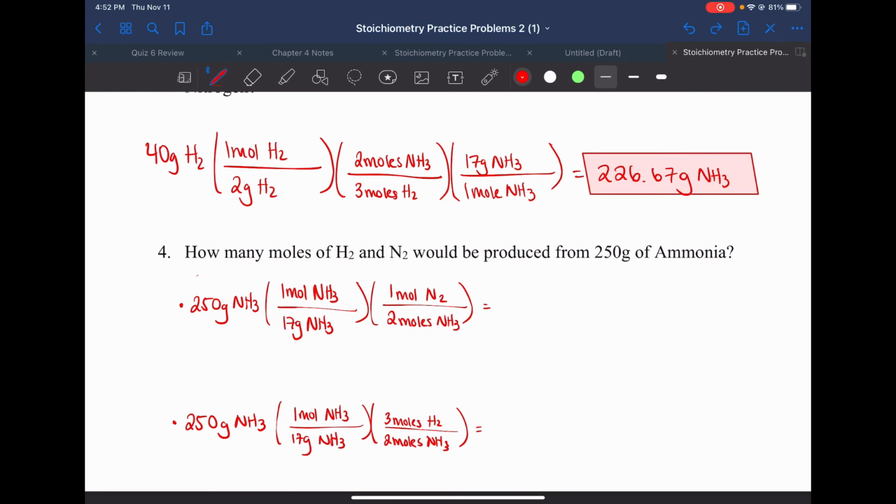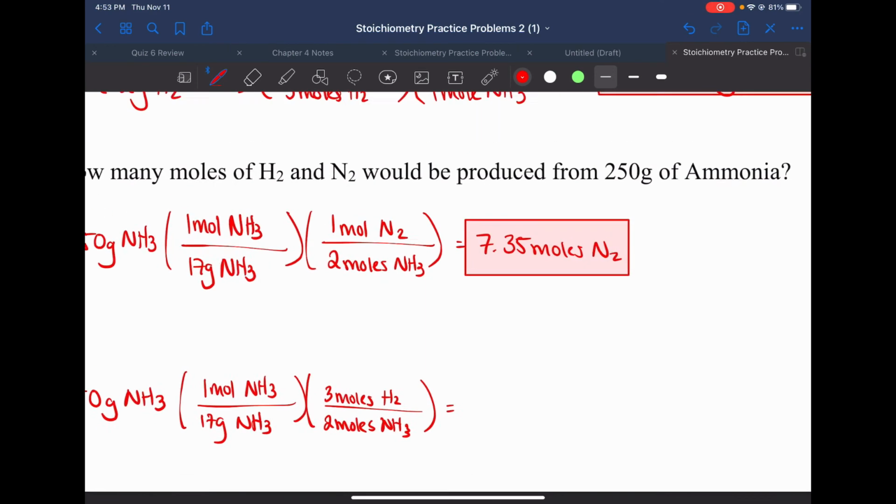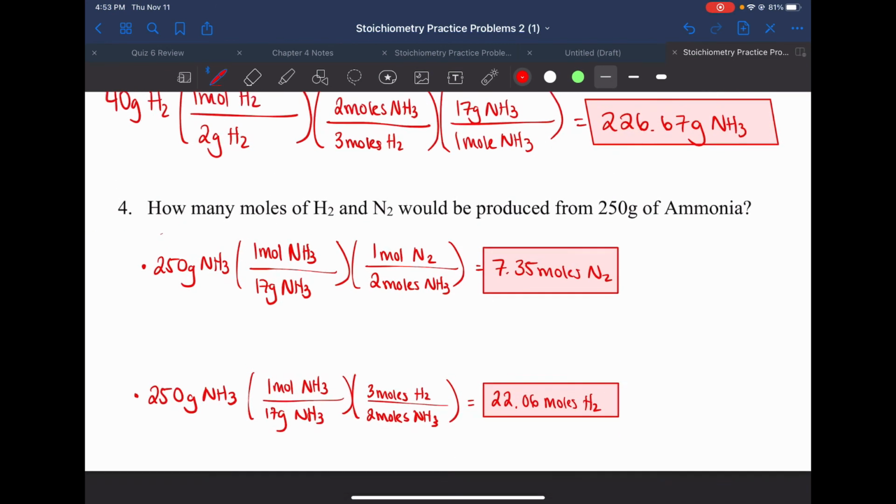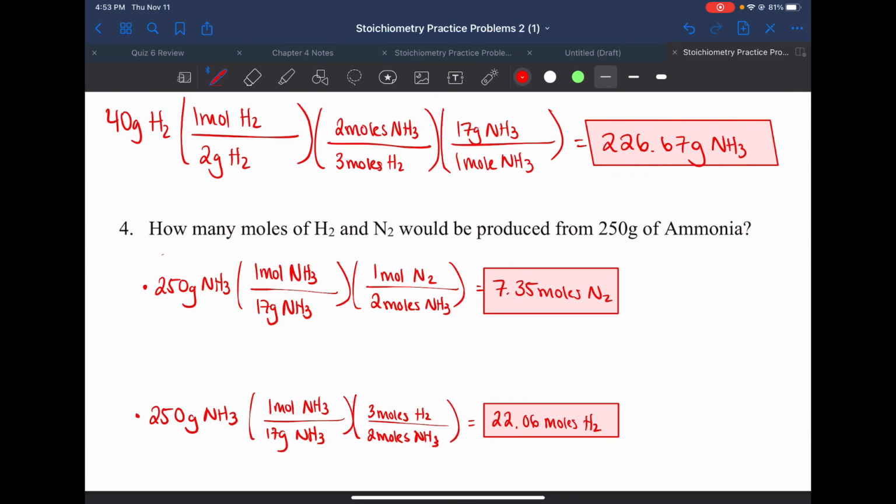So 250 times 1 divided by 17 divided by 2 gives us 7.35 moles of N2. So that's one answer. And then the second answer is 250 times 3 divided by 17 times 2, which gives us 22.06 moles of H2. All right, so I said both, not either one. So this is our answer, both of these.